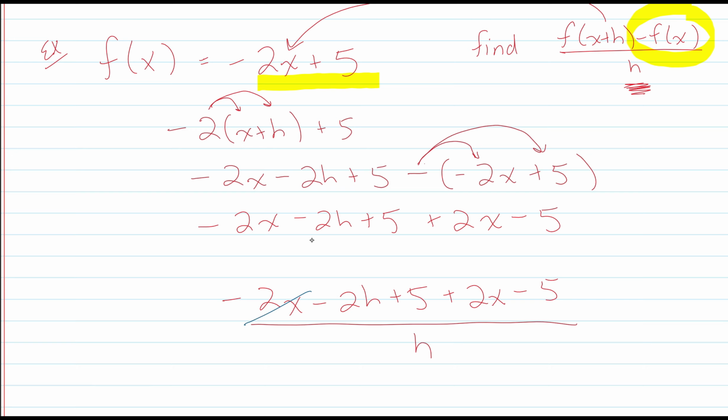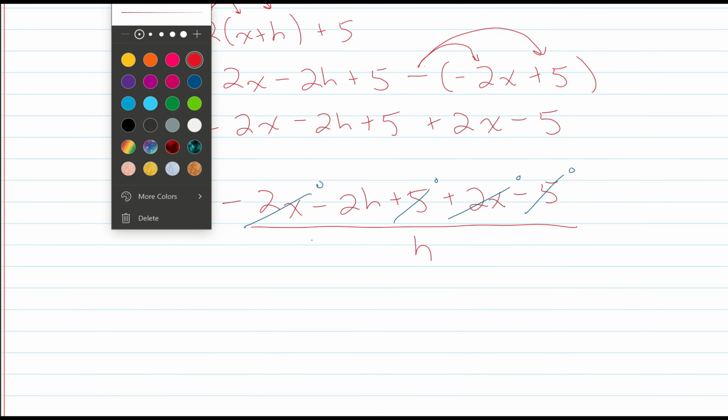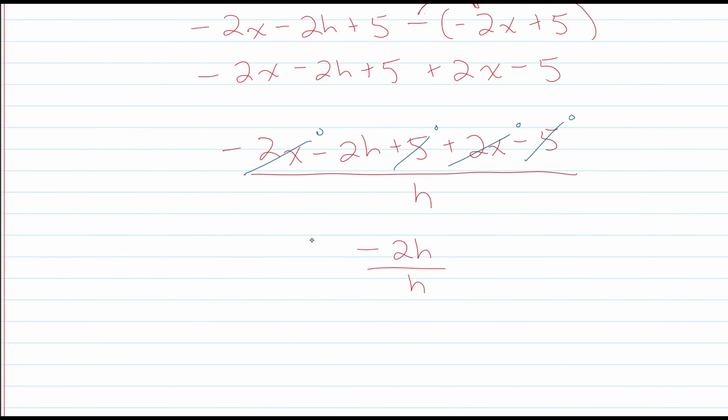So the negative 2x and the positive 2x zero out. And then we have a positive 5 and a negative 5. They zero out. So let's see what's left. What's left for us is negative 2h over h. And in doing this division, we see that we can cancel out the h's, and we're left with negative 2.